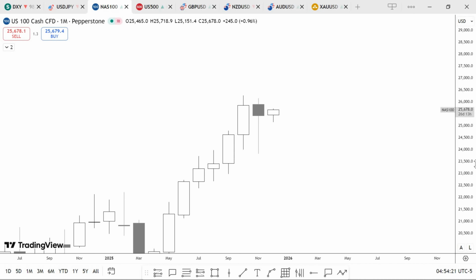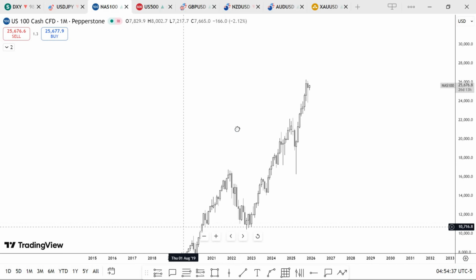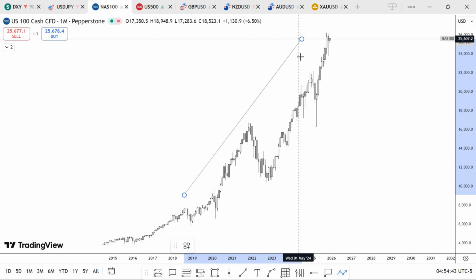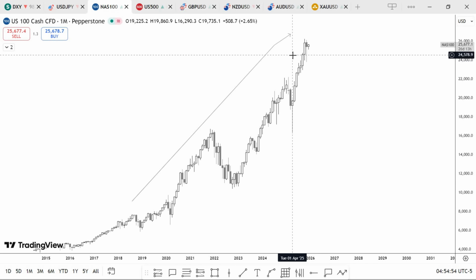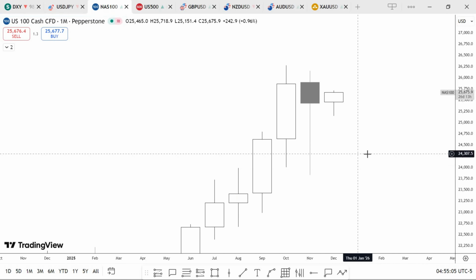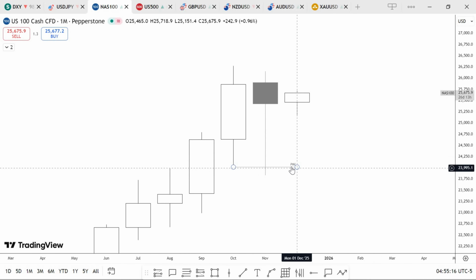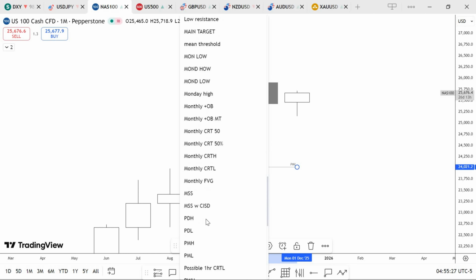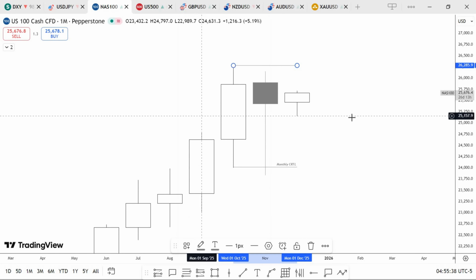We now head on to the NAS100. This is the NAS100 monthly chart. As you can see, our price is in a bullish form. Price is literally going up, so that means that the higher time frame is bullish. There is a monthly low which was swept there. So we plot it as the monthly candle range low and the monthly CRT high.